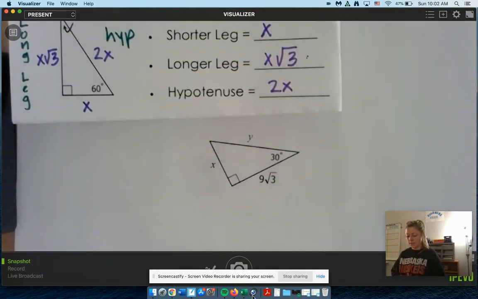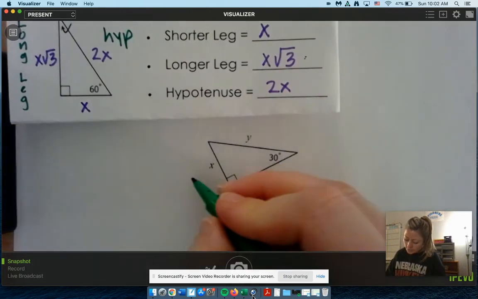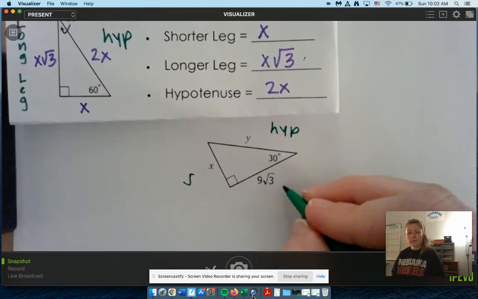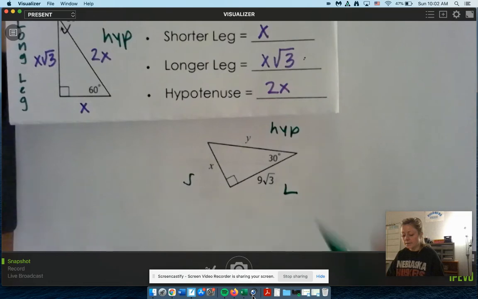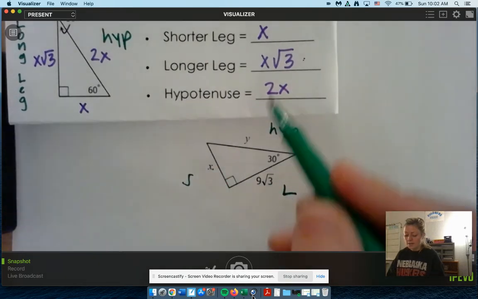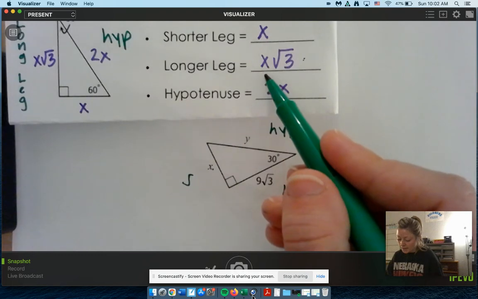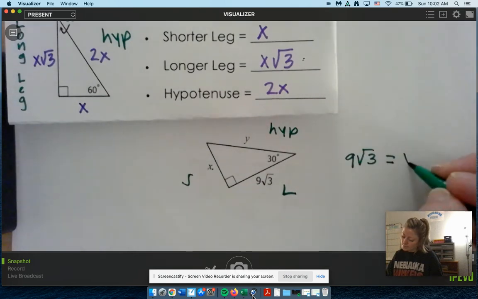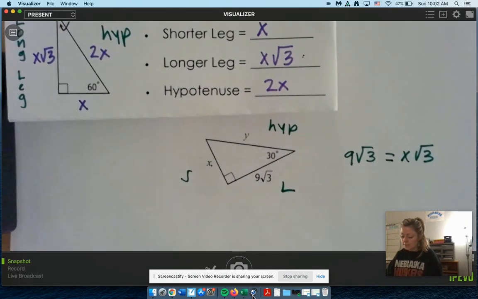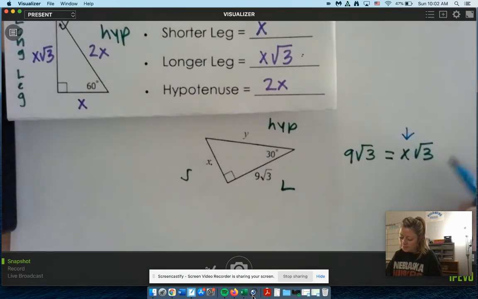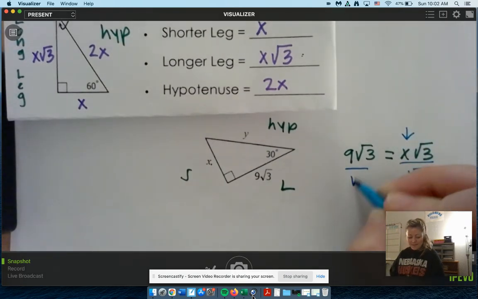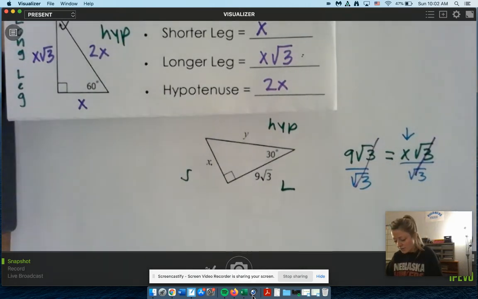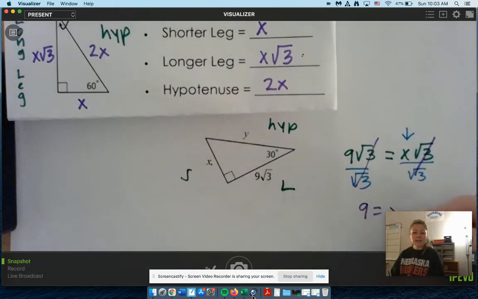Here we go. Label our sides. X is our short, Y is our hypotenuse, and 9 root 3 is our long. So again, we're starting with our long, and we were trying to find our short because that's what everything's based around, our short leg. So we're going to have 9 root 3 is equal to x root 3. Again, our goal is to get x alone here. So I have to divide by root 3, divide by root 3. But hey, they were pretty nice to us. Look what happens, kids. Both of those are saying, see you later, gonzos. So we just know that x is 9.